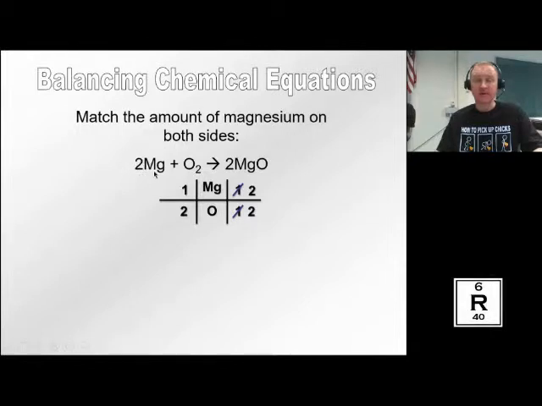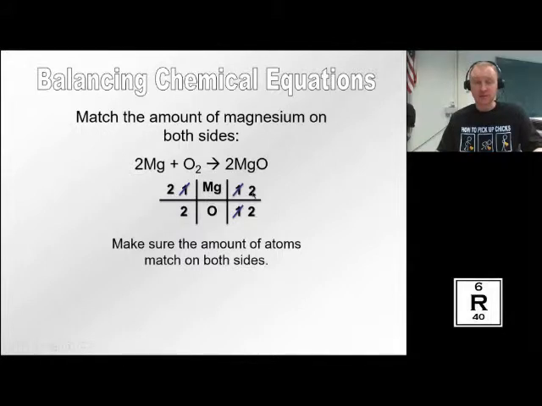So we have 2 magnesiums on this side. And when that happens, I recount. That affects this magnesium here. Now I've got 2. It doesn't affect anything else. And now my magnesiums match. I've got 2 magnesiums on both sides. And my oxygens match. I've got 2 here and 2 here. So that is balancing an equation. That's how we do it.